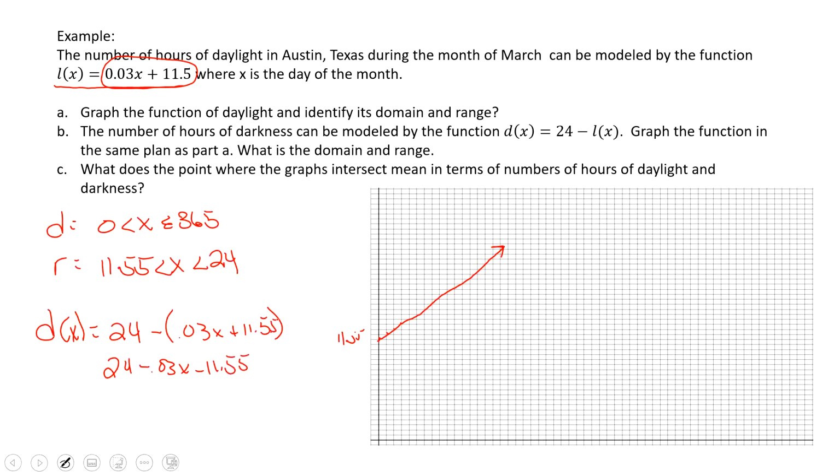So when I work this out, what I end up with is negative 0.03x plus 12.45. That's the number of hours of darkness we have. Does that make sense? So again, here I go up to what I call these 0.3. So I am 0.9 away, so I go up 30 of them.